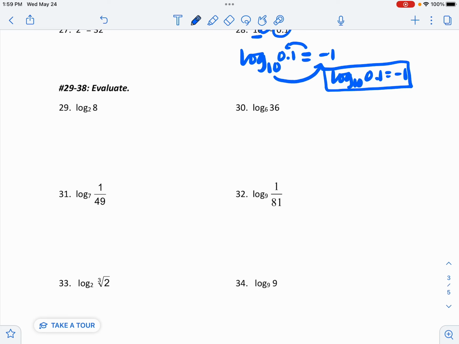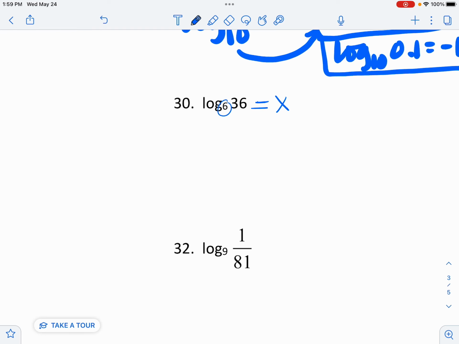Okay, so for number 30, what you want to do on these is just set them equal to x and change to exponential notation. So here, our base is 6, so we're going to go 6 to the power of x equals 36, and then you could just kind of figure that out. I know 6 to the second is 36, so x is going to equal 2.